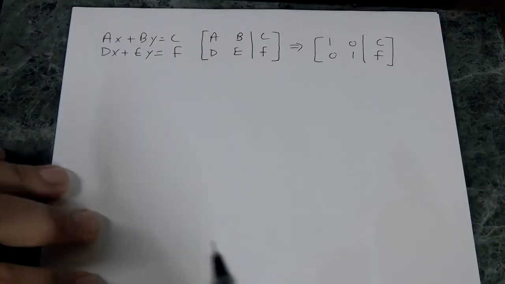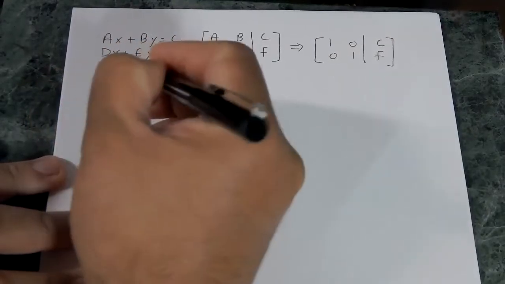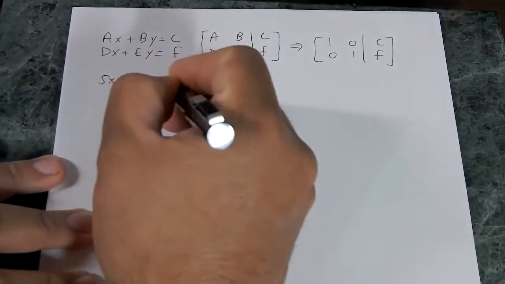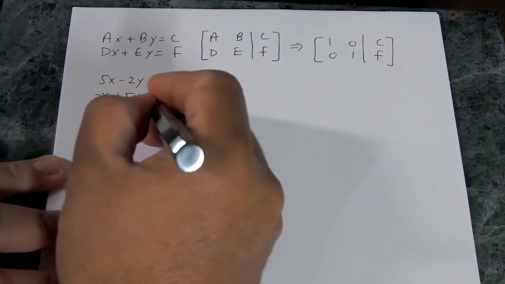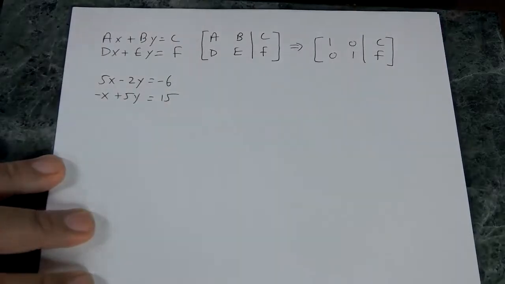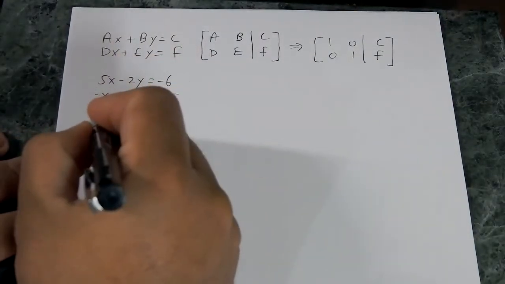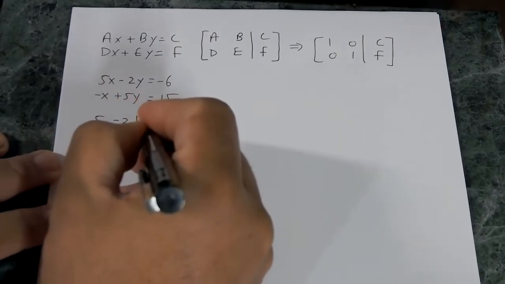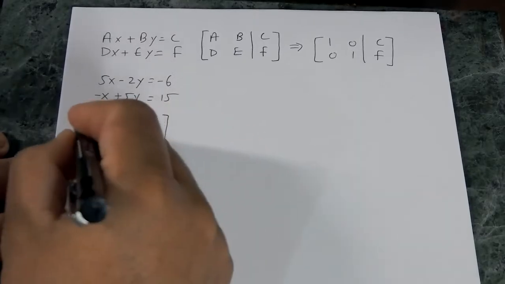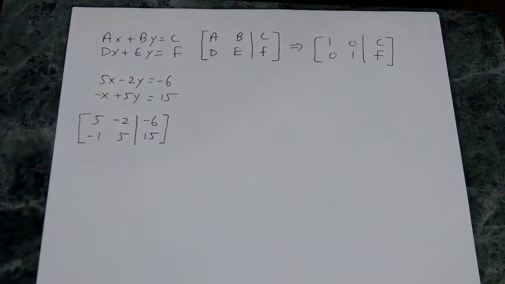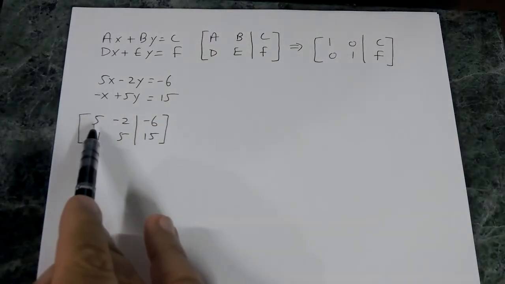Okay, so let me start with this equation right here. 5x minus 2y equals negative 6, and negative x plus 5y equals 15. So first I need to do the augmented matrix. So the augmented matrix is 5, negative 2, negative 6, negative 1, 5, and 15.